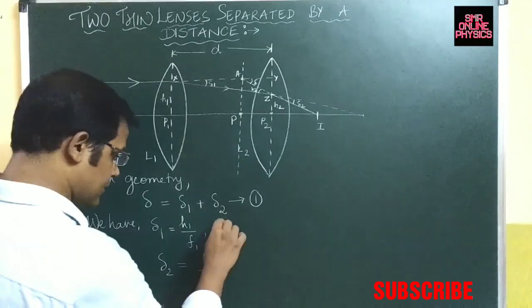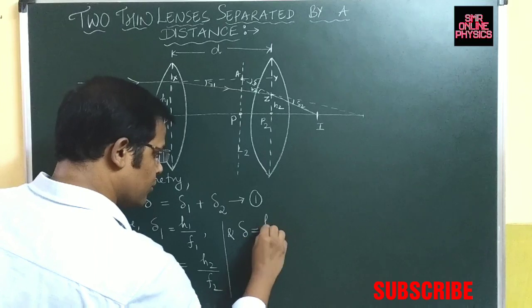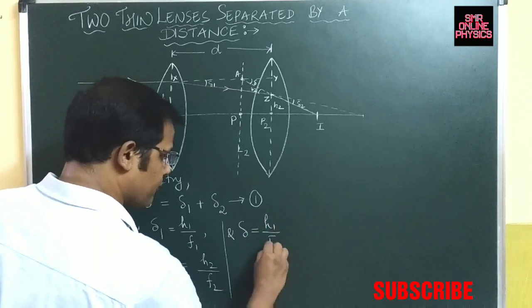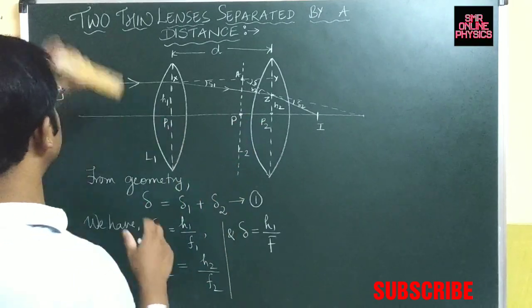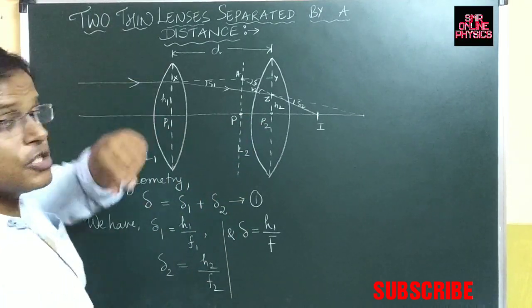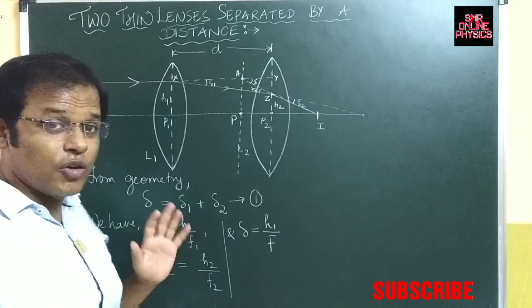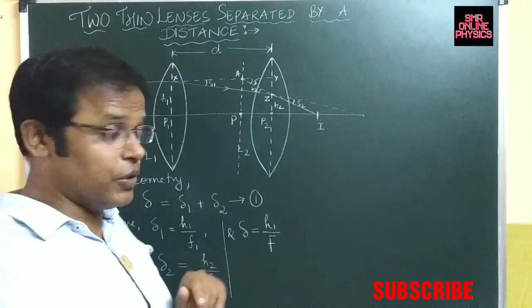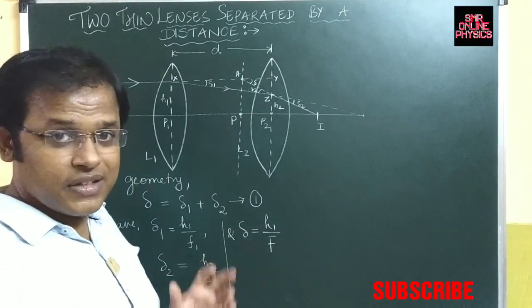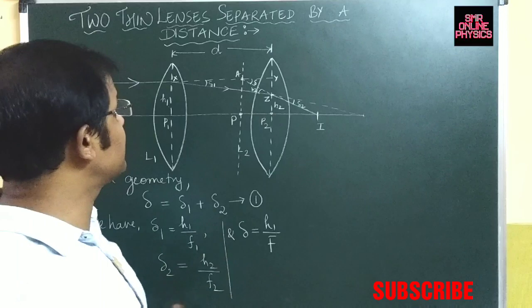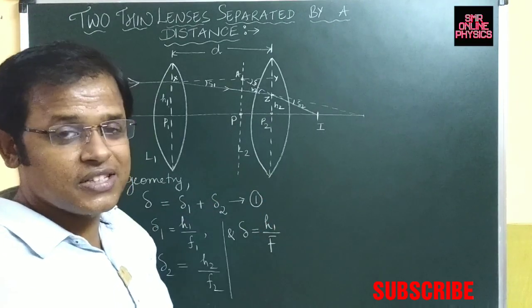So let me write it here itself, and delta is equal to h1 by F. This part I am writing for the combination, the equivalent lens of these two. Is that clear? Right. So it's very hot over here, so do not mind the sweaty part. Please focus on the beautiful derivation of this particular condition: two thin lenses when they're separated by a certain distance of d.